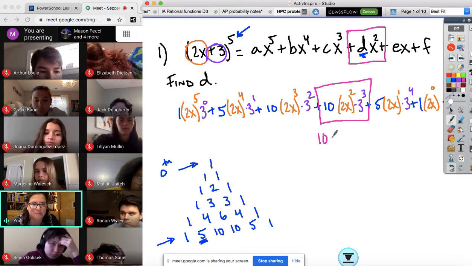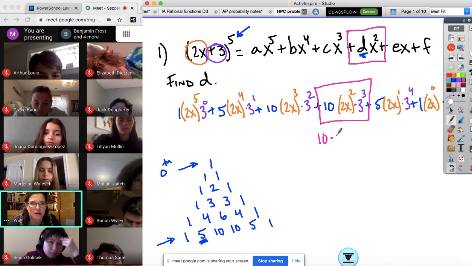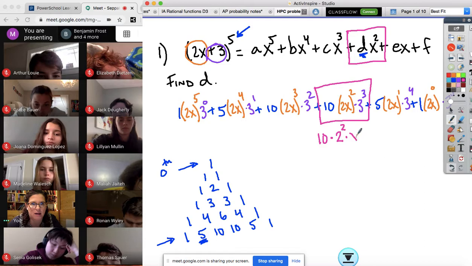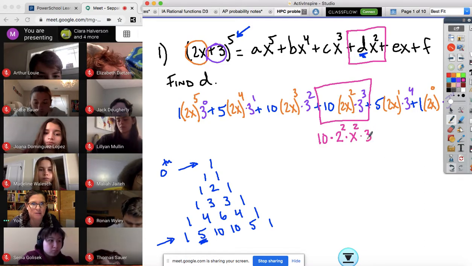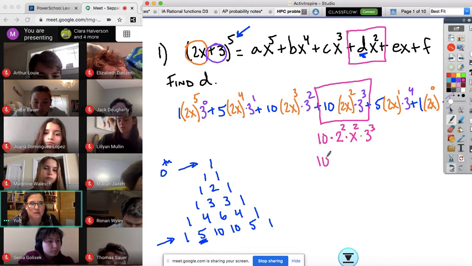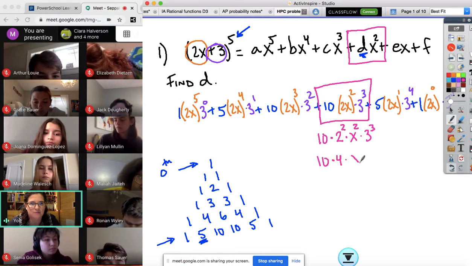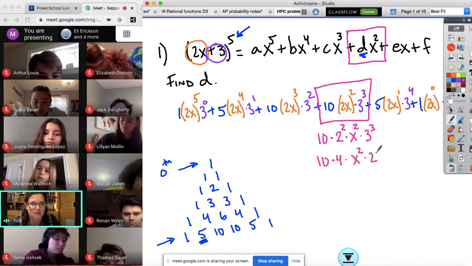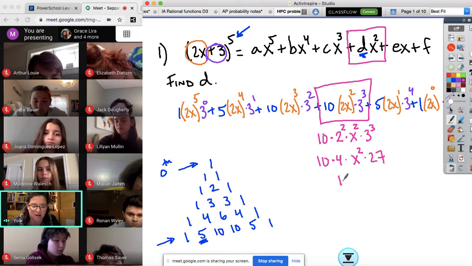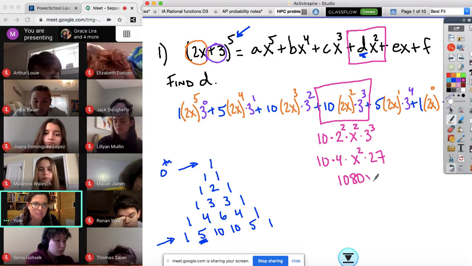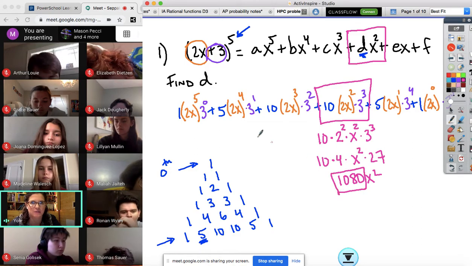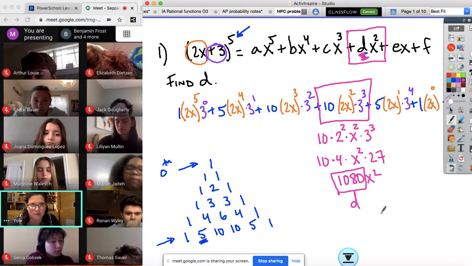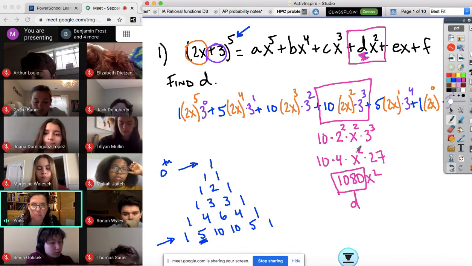I have a 10, and then this will be 2 squared and an x squared, and then I have a 3 to the 3rd. The 2 squared will be a 4, and the 3 to the third will be a 27. I multiply the 10 times the 4 times the 27, and I get 1080 x squared. This was the answer to the question because it was asking for d, and d is the number in front of the x squared. So that was the answer to number 1.